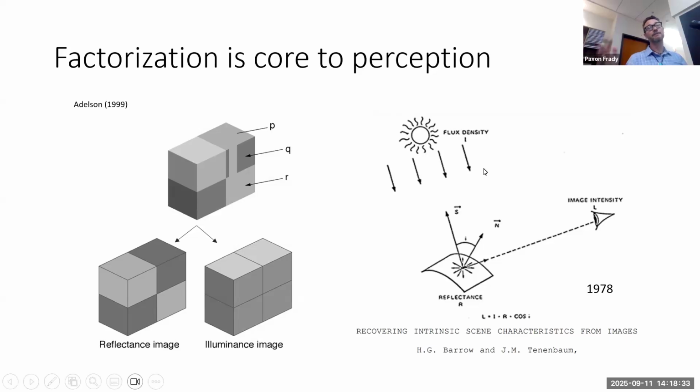And if you just walk through the math about how a surface interacts with light, you have to multiply the intensity of the light with the reflectance of the surface. And so then to get to the reflectance image and the illuminance image, you actually have to factorize. The product of the reflectance and the illuminance gives you the original image.